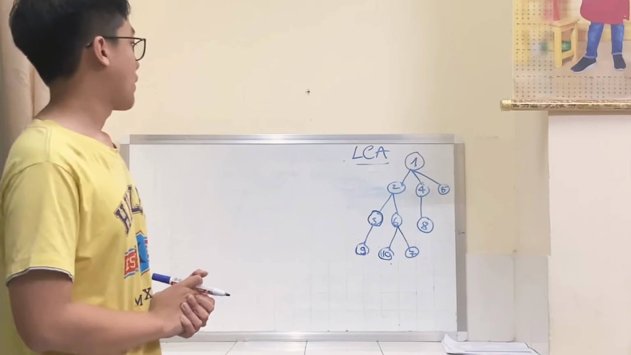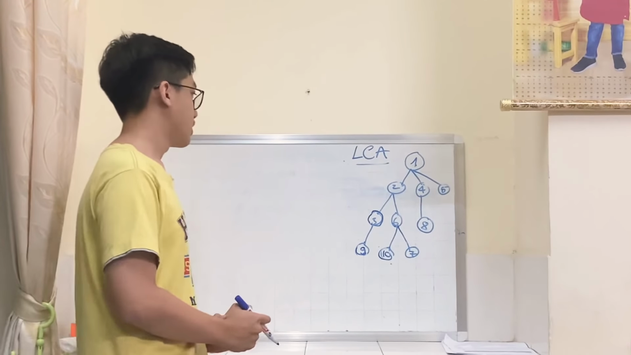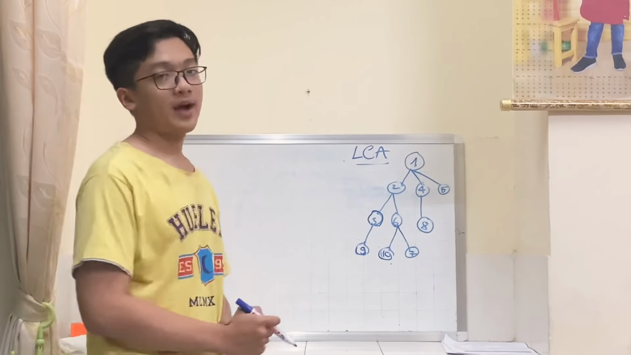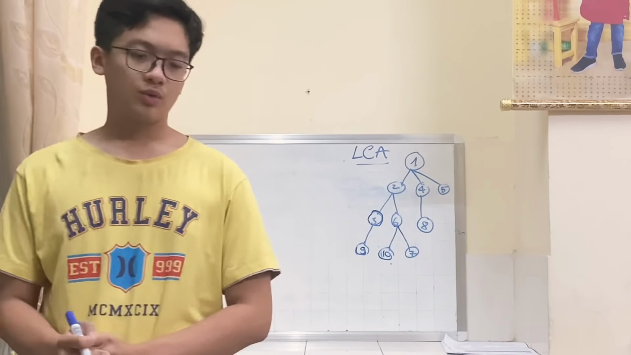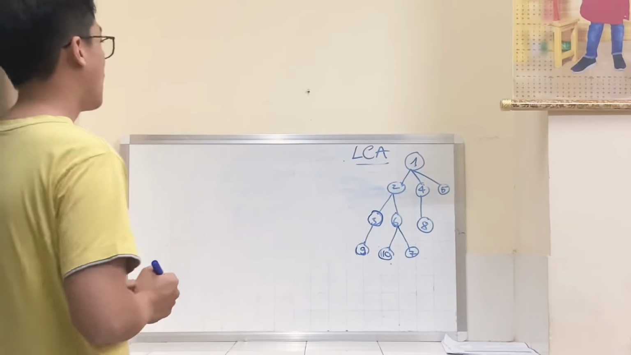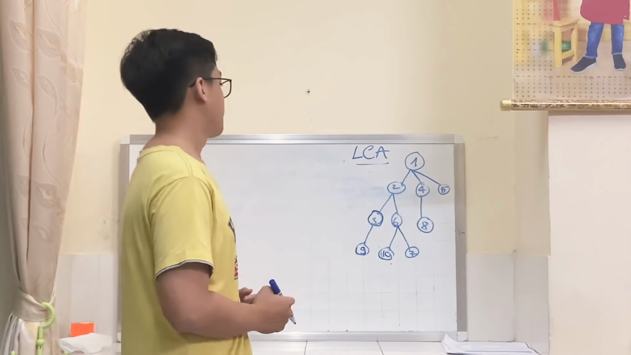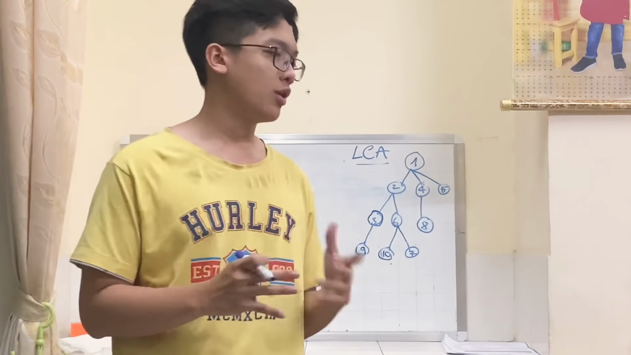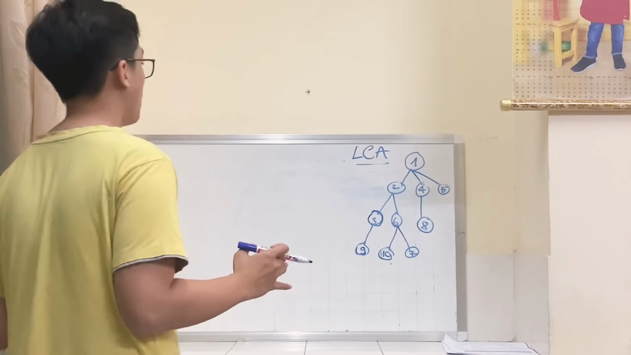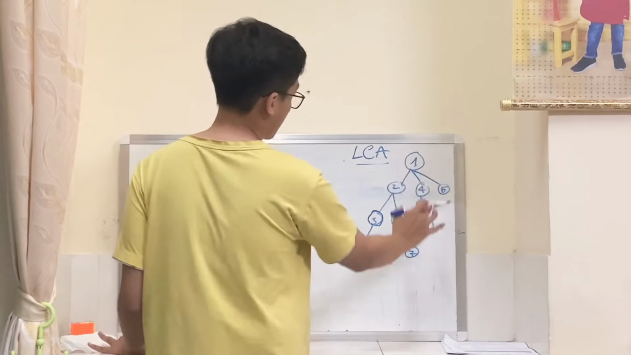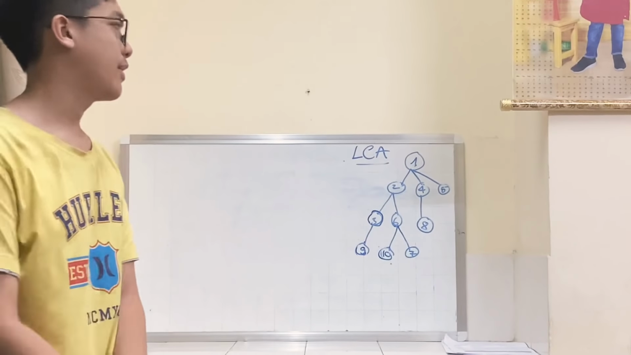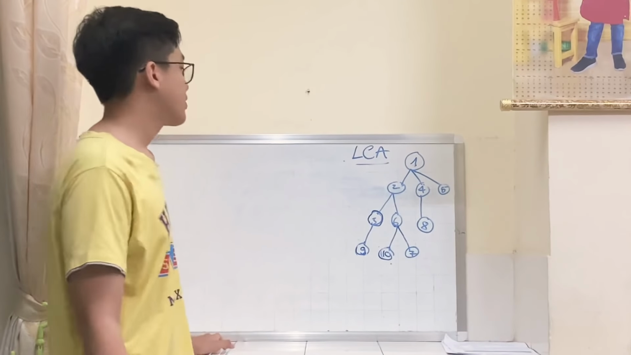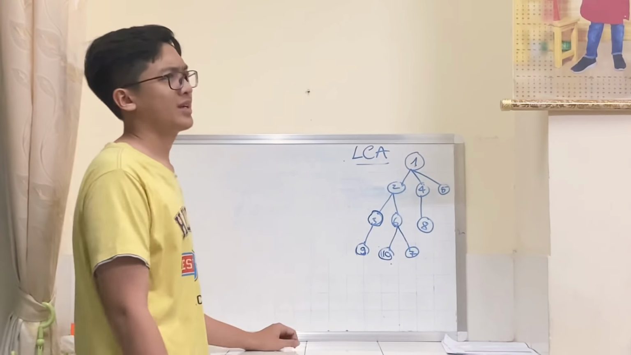First of all, how can you know whether a node is closer to the root than the other nodes? There's a way to know it by using DFS.